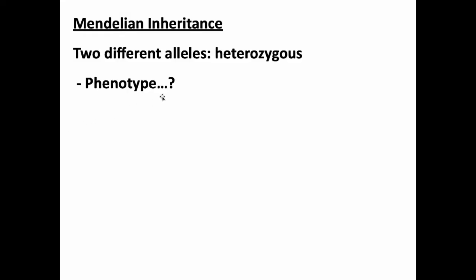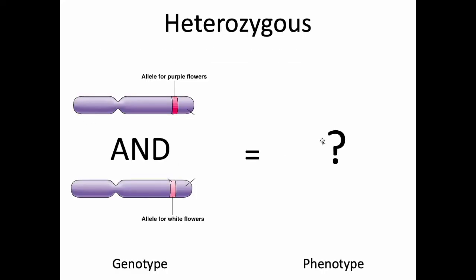And what's the phenotype going to be? Well, yeah, that's a bit of a question mark here. If you've got a purple allele and a white allele, what is that going to lead to? Again, genotype leads to phenotype. What phenotype is going to come out of having one of each? Well, the answer to this question actually depends on what these genes are doing.